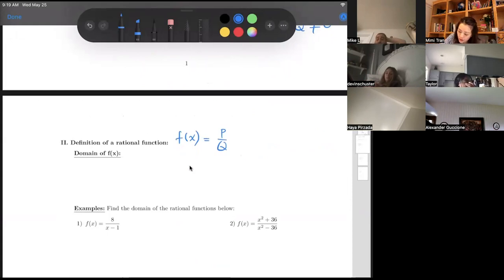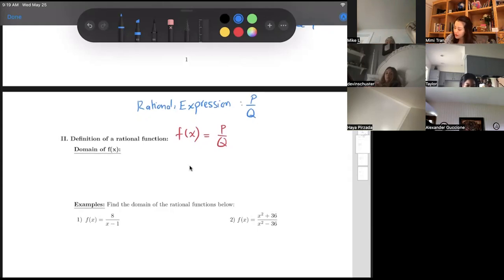So let me remind you again of the expression. Let me make the function red, and then the expression is blue. The rational expression is just p over q. There's no f of x, so there's no y equal.